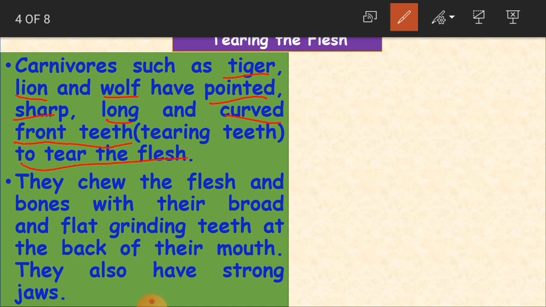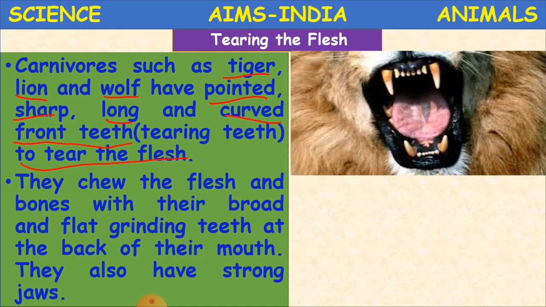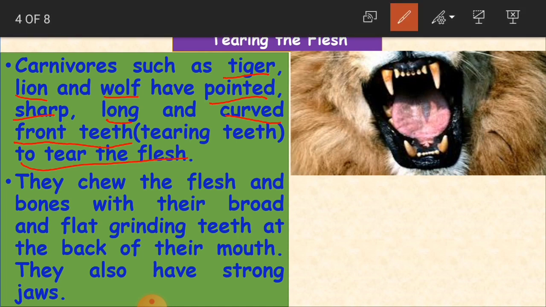So how are these animals' teeth formed? See here in the picture. How are they? They are very sharp. If you observe here, they are very sharp, long, and curved down at the bottom. The teeth are curved. Okay, and they have these as their front teeth to tear the flesh. If they catch any animal, they'll tear the flesh of the animal. For this, they use these teeth.